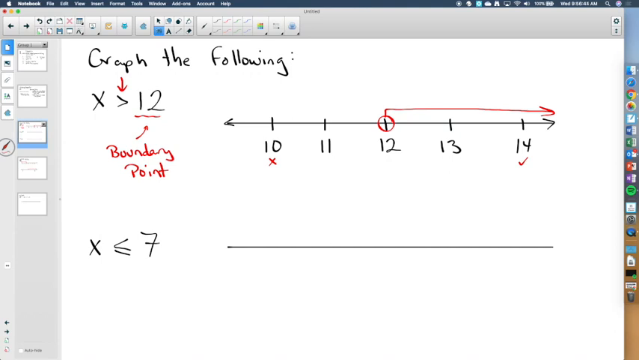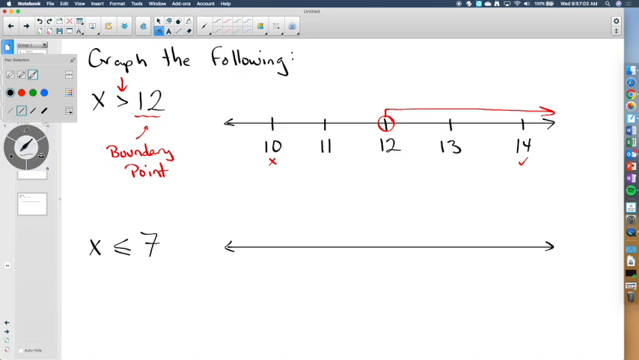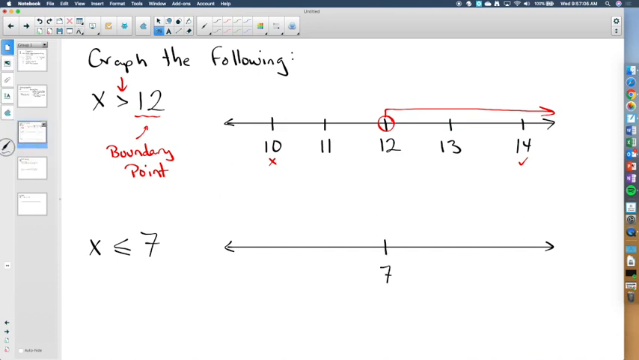Okay? All right, next one. We've got x is less than or equal to 7. So again, I'm going to draw the arrows. This time my boundary point is 7, so I'm going to put my boundary point here, right in the middle. I'll give some fairly equally spaced values. After 7, we've got 8, 9, 10, and on the other side we would have 6, 5, 4. So this one, my boundary point is 7.